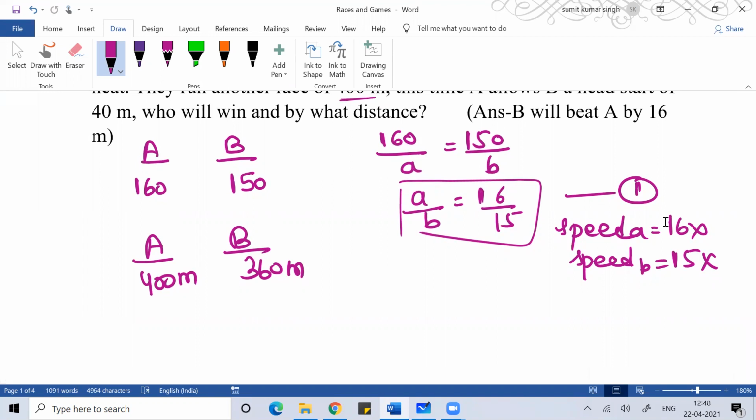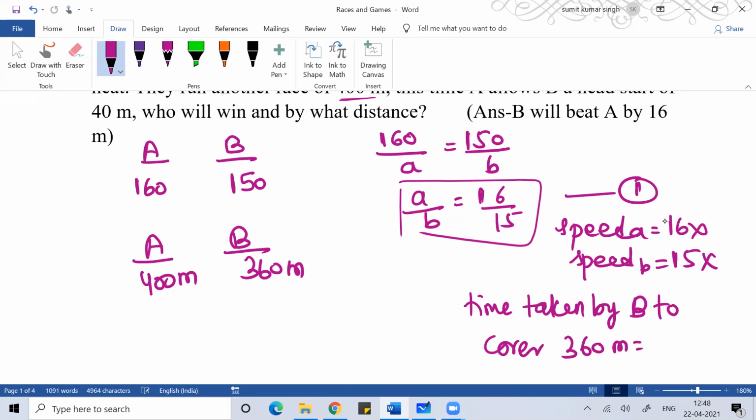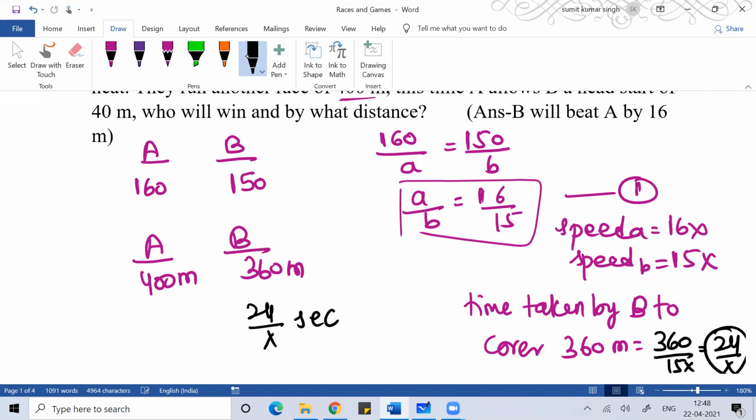So how much time will B take to cover? What is the time taken by B? The time taken by B to cover 360 meters will be 360 by 15x. To find the time, distance by speed. So how much time will B take? That would be 360 by 15x, which is 24 by x seconds. That much time B will take to cover 360 meters.